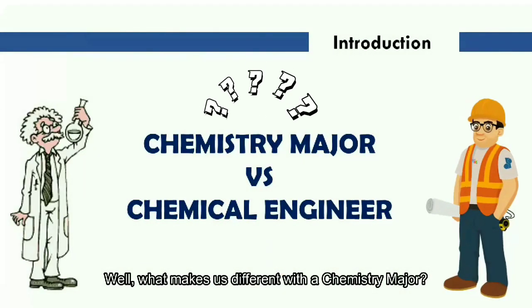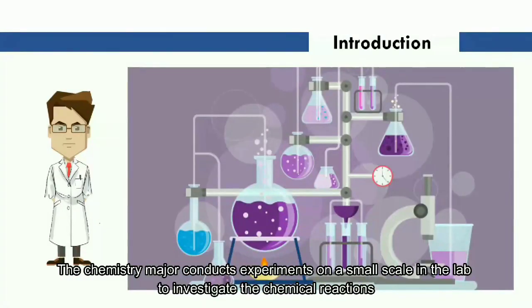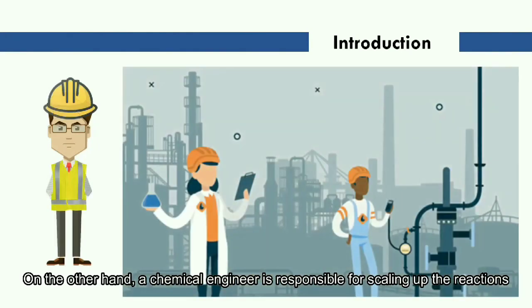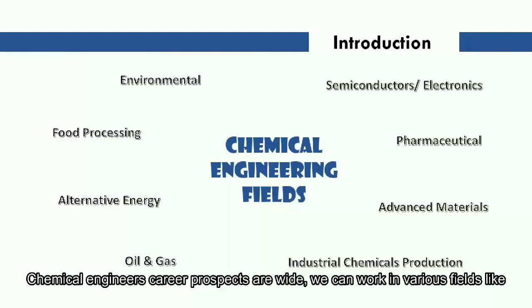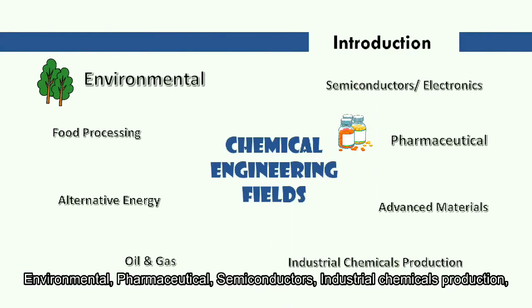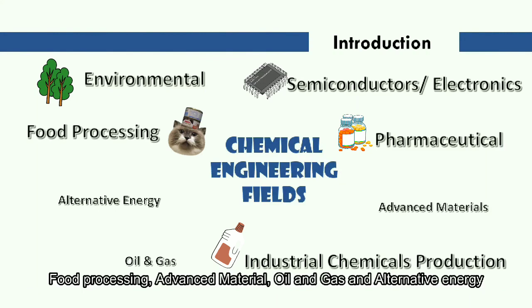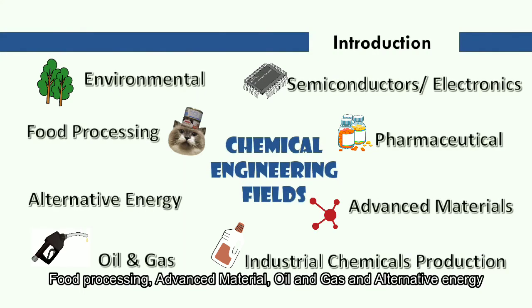Well, what makes us different from a chemistry major? The chemistry major conducts experiments on a small scale in the lab to investigate chemical reactions. On the other hand, a chemical engineer is responsible for scaling up the reactions. Chemical engineers' career prospects are wide. They can work in various fields like environmental, pharmaceutical, semiconductors, industrial chemicals production, food processing, advanced materials, oil and gas, and alternative energy.